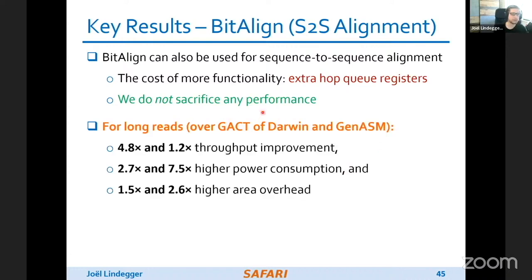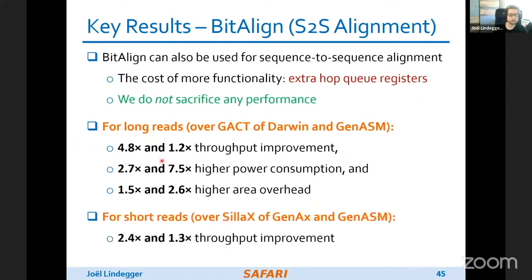So for that reason, BitAlign has significant throughput improvements, and it's still competitive in terms of power and area. There are some overheads again due to these hop queue registers, but they're manageable, and it's at least even faster in terms of throughput. And same thing for short reads. So yeah, SeGraM does well.